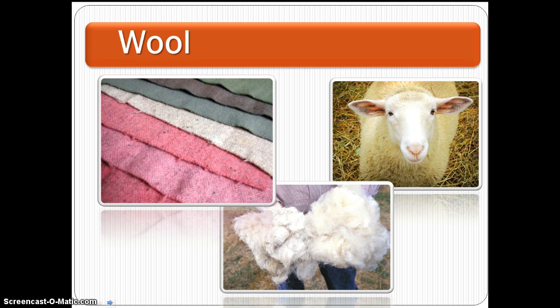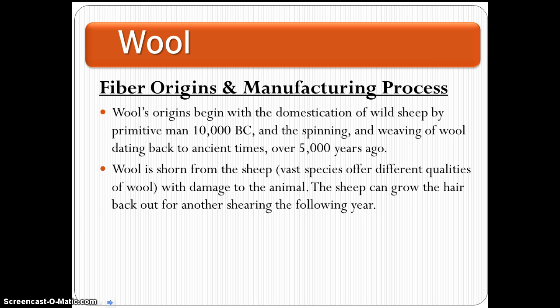Wool is another animal fiber. Our animal fibers are considered protein fibers. They're based on animals. Wool's origin began with the domestication of wild sheep by primitive man in 10,000 BC, and the actual spinning and weaving of wool dating back to ancient times, which would be over 5,000 years ago from today. Wool was found in the eastern side of China and in northern Europe, and then spread from there.